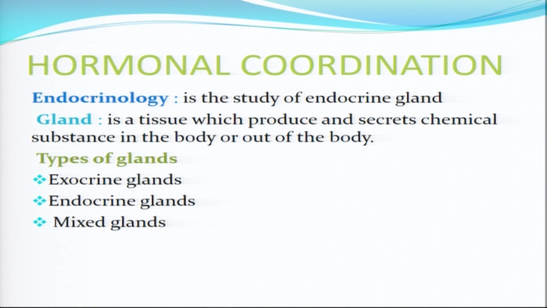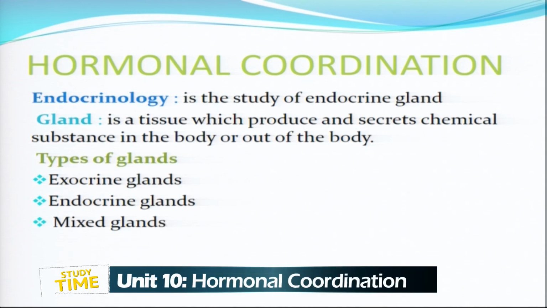When we talk about a gland, what do you understand about that? A gland is a tissue or a group of cells that produce and secrete chemical substances in the body. So that's what you call glands. We have many glands in our body that deal with the secretion of different chemicals that are useful in our body.